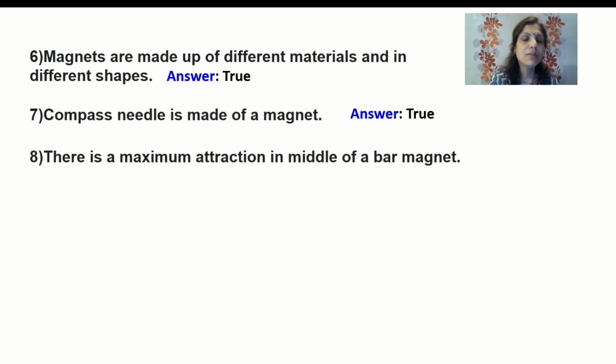There is a maximum attraction in the middle of a magnet. Is that true? There is a maximum attraction in the middle of the bar magnet. It is not a true statement. It is false. Maximum attraction is always towards the poles.